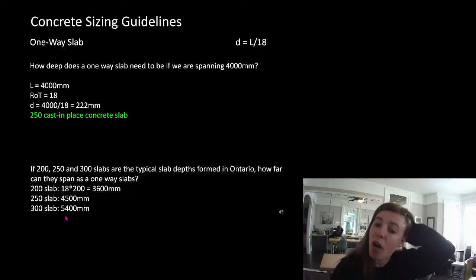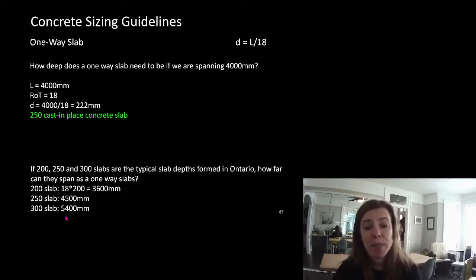This is why often we end up having two-way slabs, because often the grid lays out pretty nicely in a two-way slab. So let's take a look at when we can use a two-way slab.